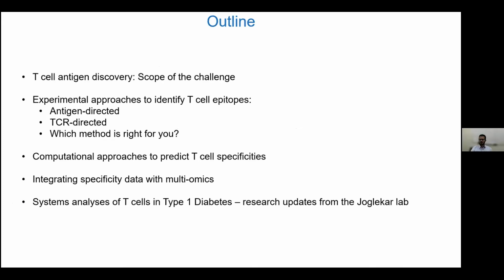We'll start with defining the challenge that we are facing here, which is how do we analyze T-cell responses in different disease contexts. And then I'll go over 3 different approaches to identify T-cell epitopes. 2 of those approaches are experimental approaches, and the last approach is a computational approach. Then we'll go over the pros and cons of each of those methods and how to really choose the method that's right for you.